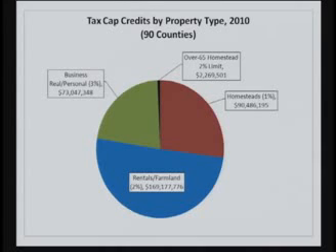Now, farmland has gotten almost none of that. It's almost all of that has gone to rental housing. And as I mentioned, rental housing with their relatively low 2% limit and being located in cities and towns where tax rates are higher, they tend to be the big beneficiaries of the tax cap credits.